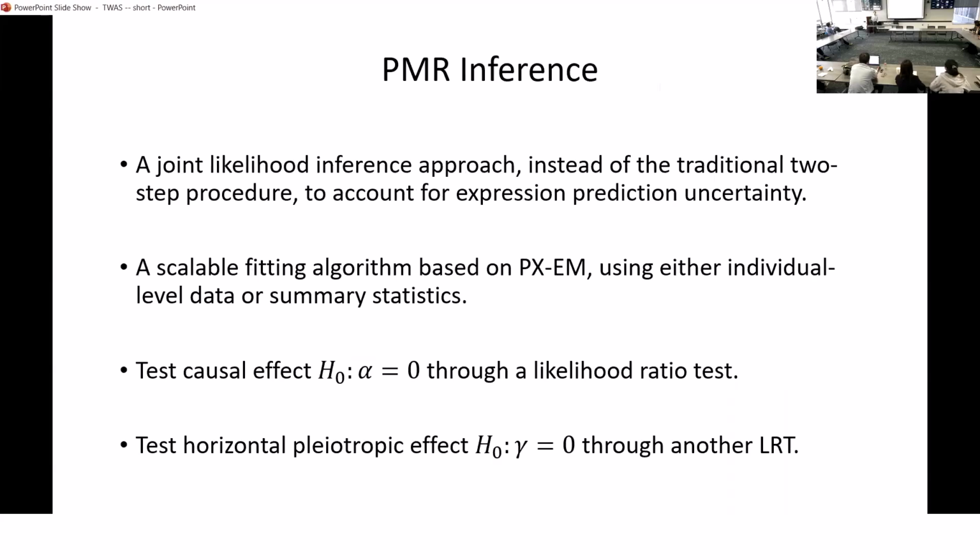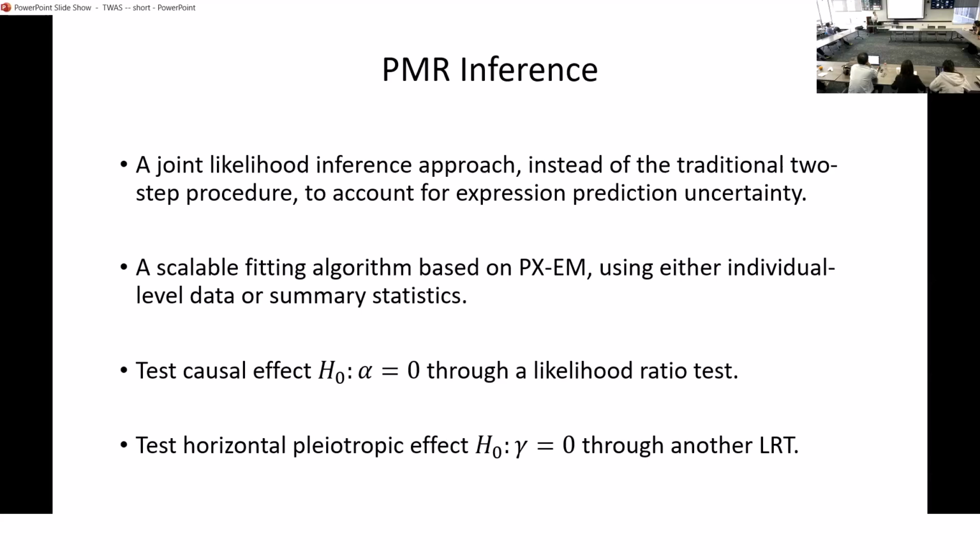So that's our key model assumption. So we are able to account for the horizontal pleiotropy effects. In terms of inference, we use joint likelihood inference instead of the traditional two-stage or two-step approach. Because this way, if we jointly infer everything, then we can account for the expression prediction uncertainty. The uncertainty associated with beta turns out to help improve the power. And we developed an efficient algorithm based on the parameter expansion EM algorithm using either individual level data or summary statistics.